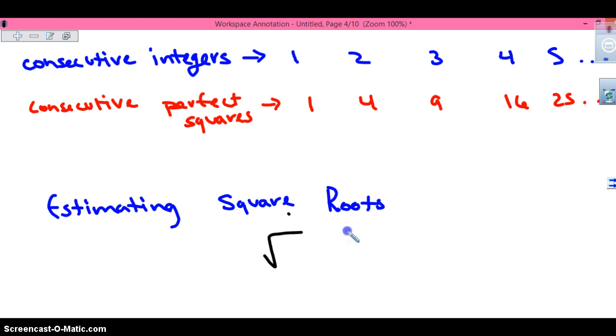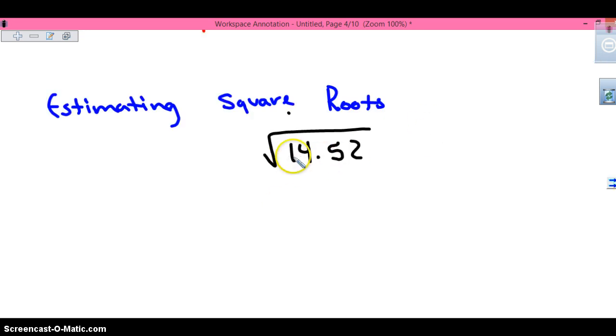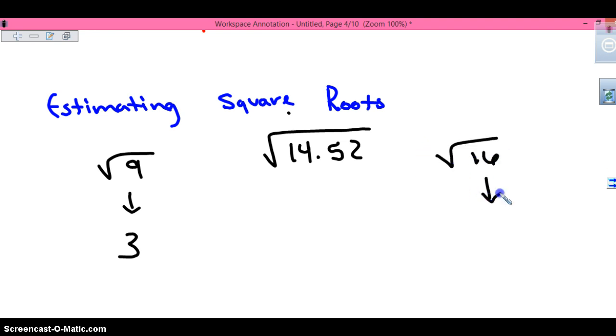So for example, if we have to estimate the square root of 14.52, we can say, well, let's think about it. The square of 1 is 1, the square of 2 is 4, the square of 3 is 9. The square root of 9 is 3, the square root of 16 is what? 4. Yes or no?